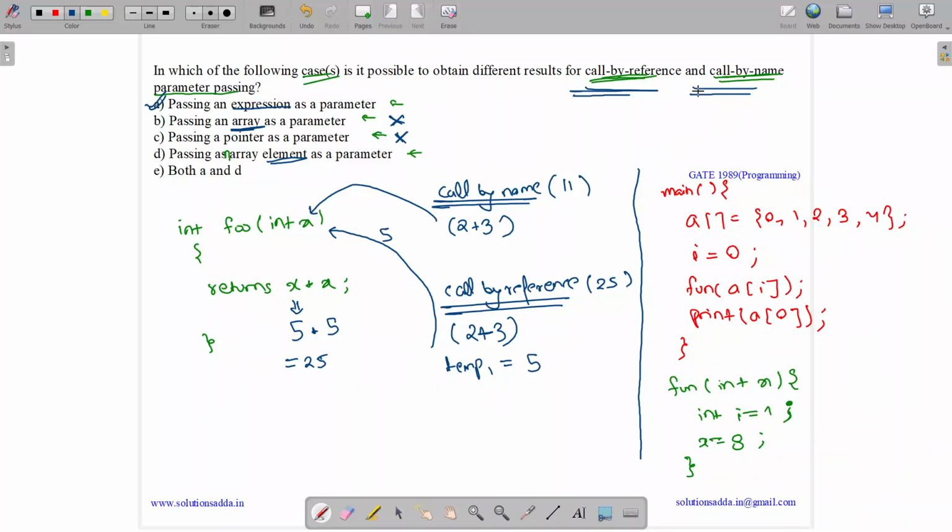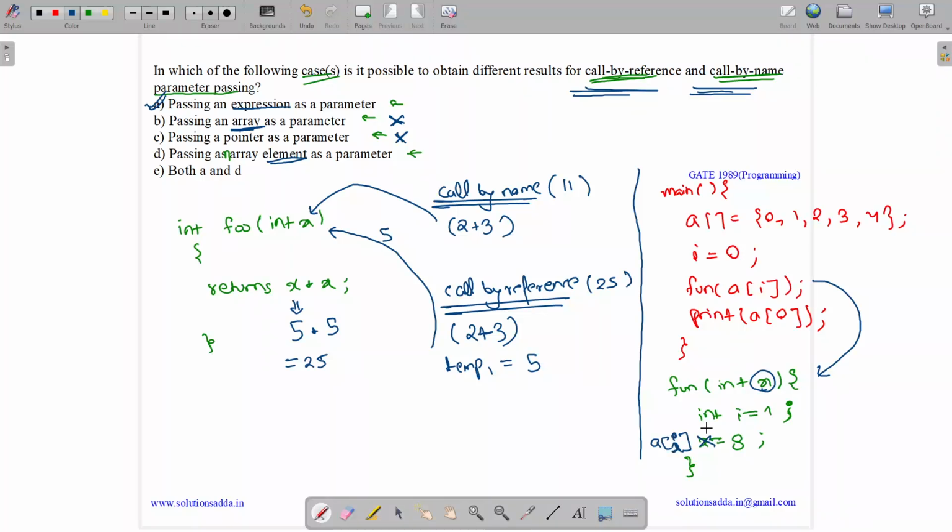Let us do first for call by name. So what happens for call by name? Let us suppose we come to this main function, we do I equals to 0, then we call a of I. So when we call a of I by call by name, then what happens? X takes a of I. So wherever x is there, a of I will come. It's similar to macro substitution.